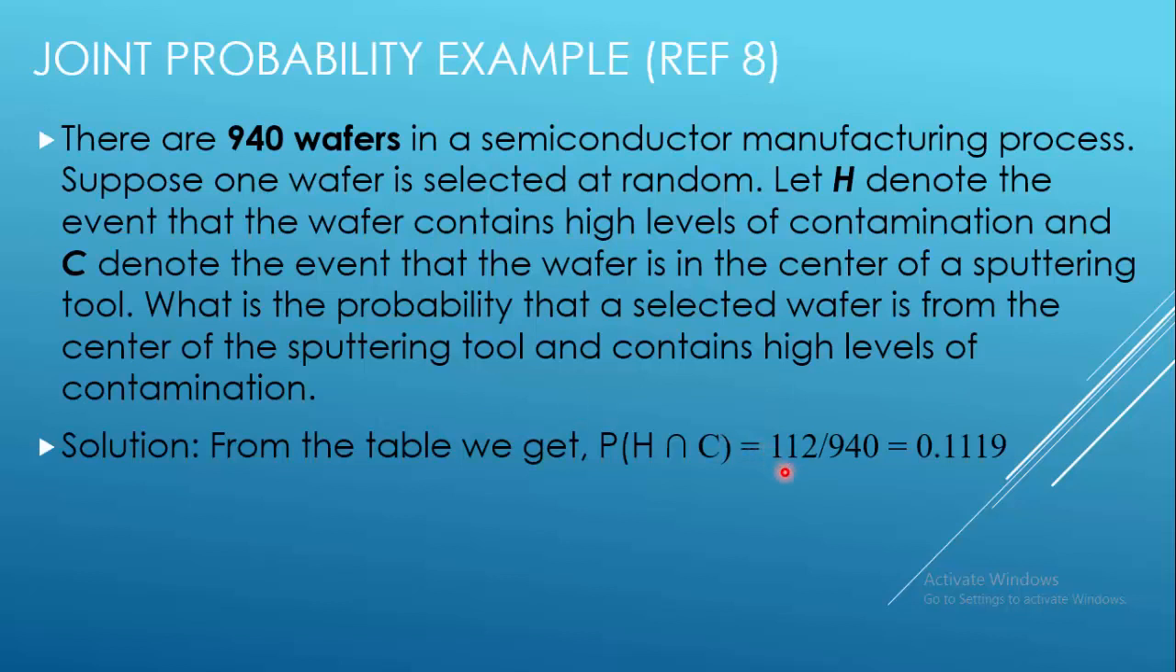So 112 divided by 940, which is the total number of wafers given, so the probability is 0.119. So we can see that it is nothing but the intersection of H and C. The joint probability over here is simply the intersection of H and C.